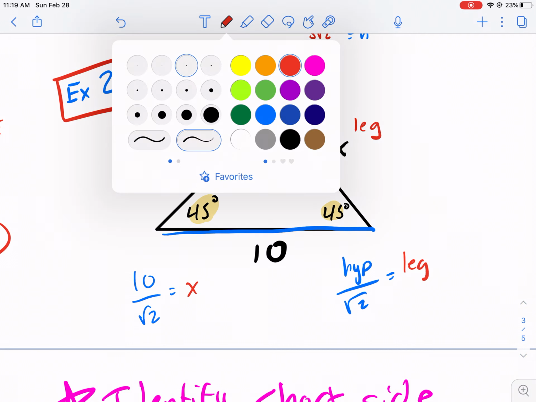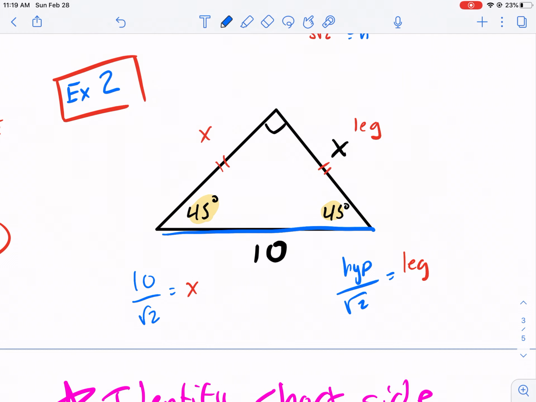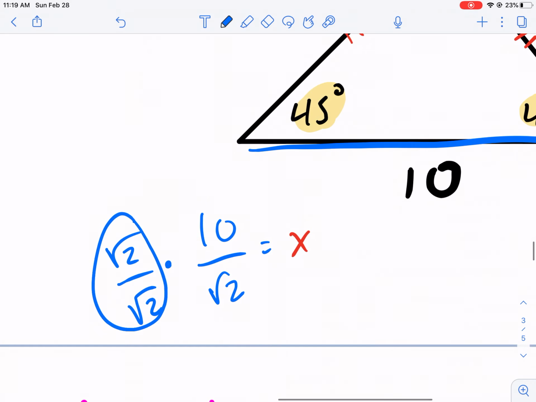Now, here's the deal. Anytime you have something divided by a radical, you have to rationalize it by multiplying by radical 2 over radical 2. That's the same thing as multiplying by 1. Square root of 2 divided by square root of 2 is 1, and therefore it doesn't change the value, so we can do that. Okay? Go ahead and take a pause if you want to see that a little bit more clearly.